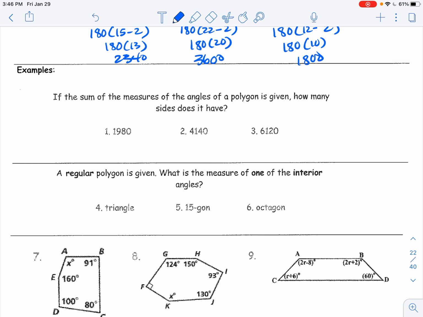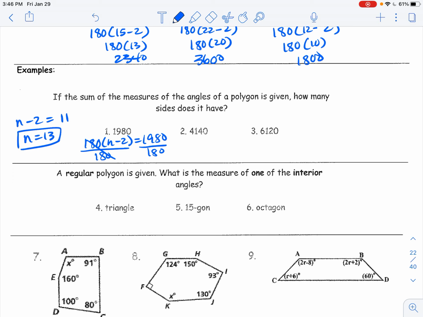Now, if the sum of the measures of the angles is given, how many sides? Well, we're just using this formula working backwards. So 180 times n minus 2 is equal to 1980. If I divide both sides by 180, then 1980 divided by 180 is 11. And so this is n minus 2 is equal to 11. If I add 2, then we're talking about a 13-gon.